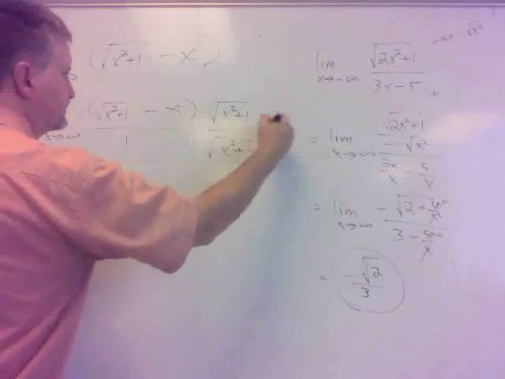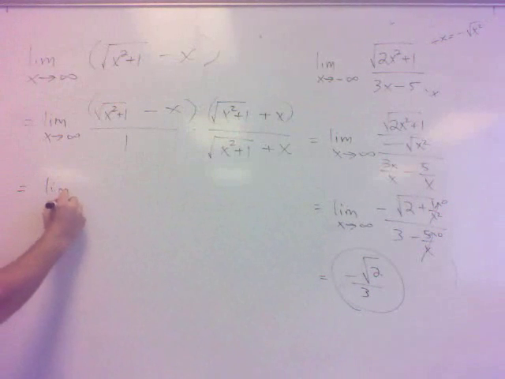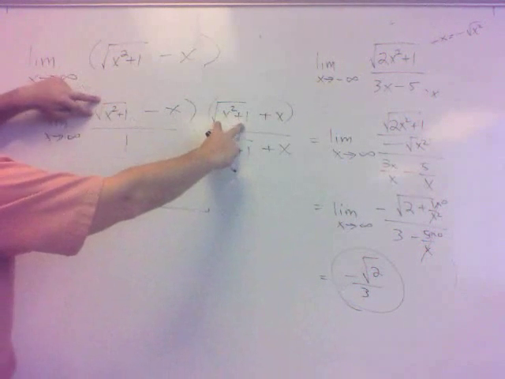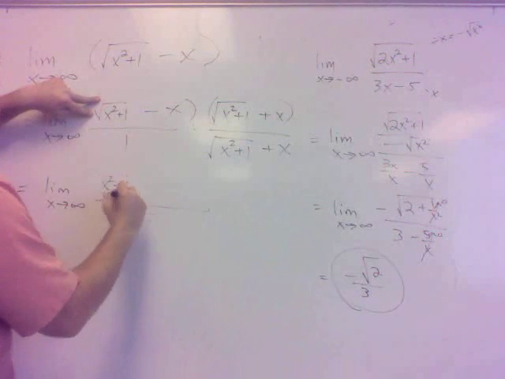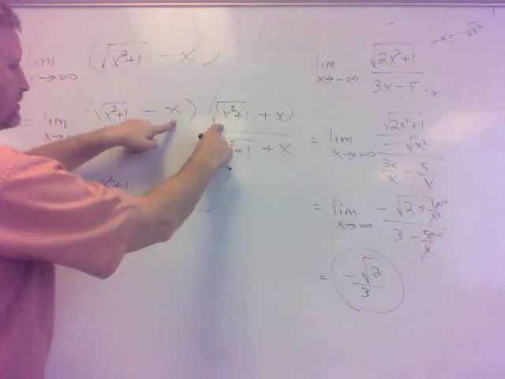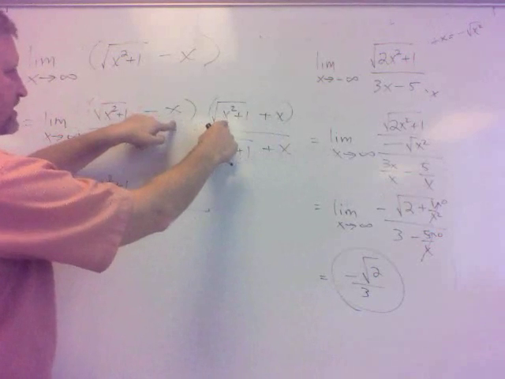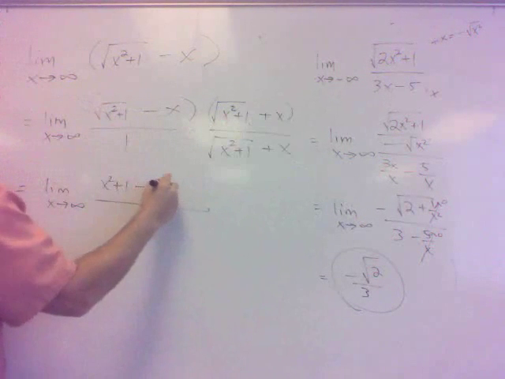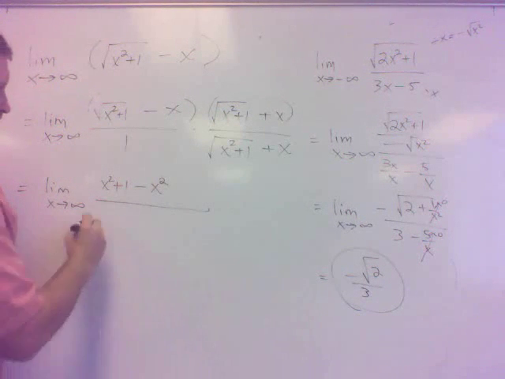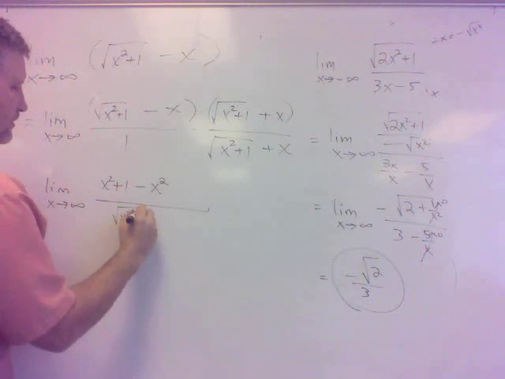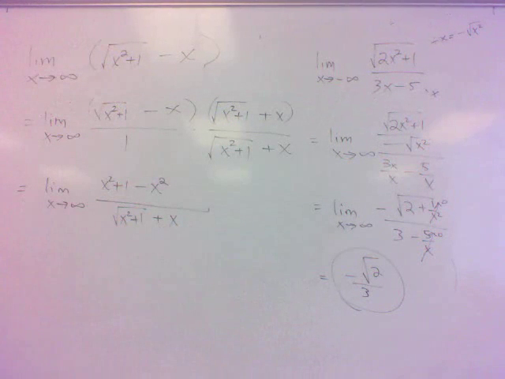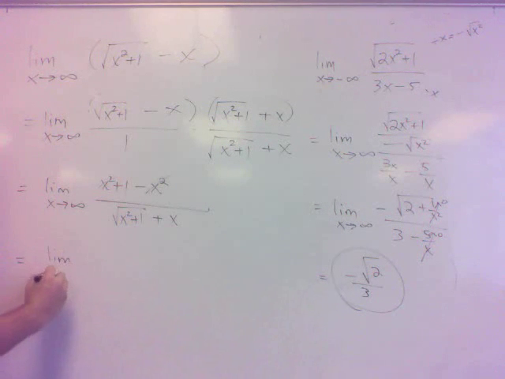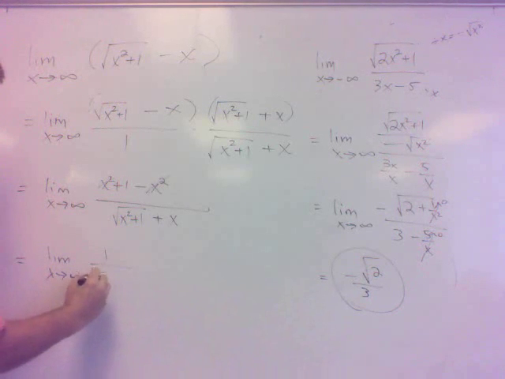See what happens there. All right, so that makes the limit as x goes to infinity. Well, that times that, square roots go out. It'll just be x squared plus 1. The middle terms, you got an x times the square root of x squared plus 1, and then you got a minus x times the square root of x squared plus 1. Those cancel out, don't they? So then I'll have minus x squared as well. Then on the bottom, I'll just have the square root of x squared plus 1 plus x. Nicely, these go out. So I have the limit as x goes to infinity of 1 over the square root of x squared plus 1 plus x.